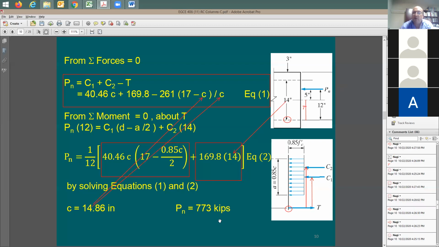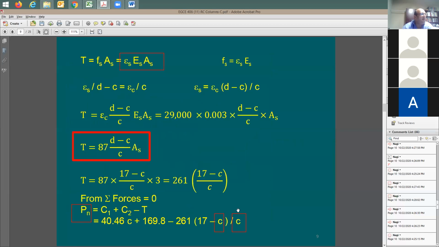Let me remind you what we're after. We were after phi Pn and phi Mn. So now you need the phi factor. Which phi factor should I use? Are you talking about the 0.65 or the 0.9? I'm going to say it depends on the strain in the steel. So now I need to go back and confirm the strain in the steel. I'm going to go back one slide to show the equation that we use for the strain. Here is the strain in the steel.